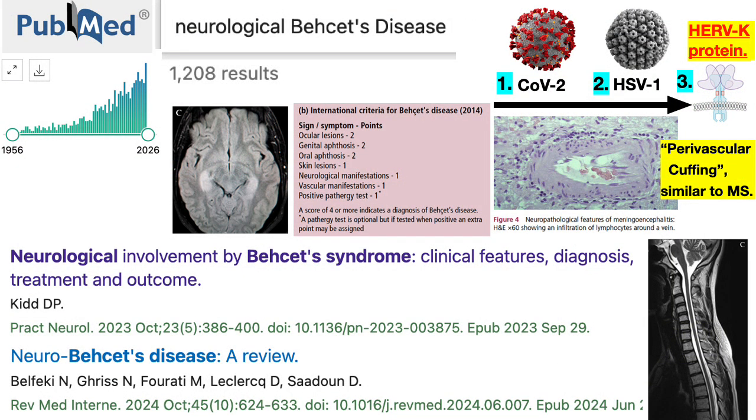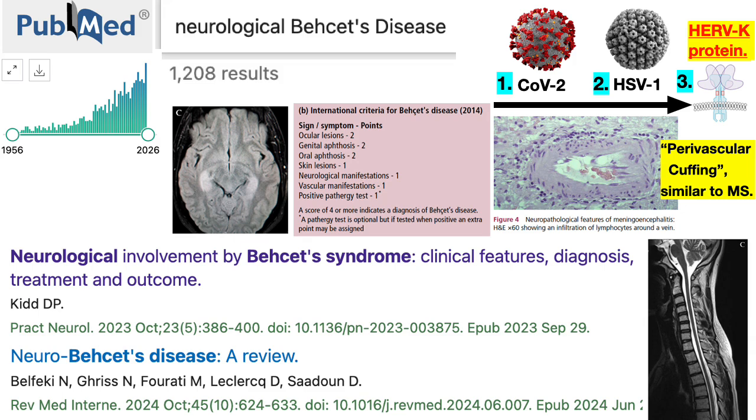On PubMed, there are over 1,200 papers on neurological aspects of Behçet's disease. Here are two of them. Neurological involvement by Behçet's syndrome, clinical features, diagnosis, treatment, and outcome. NeuroBehçet's disease, a review. When diagnosing Behçet's disease, the following international criteria are used.